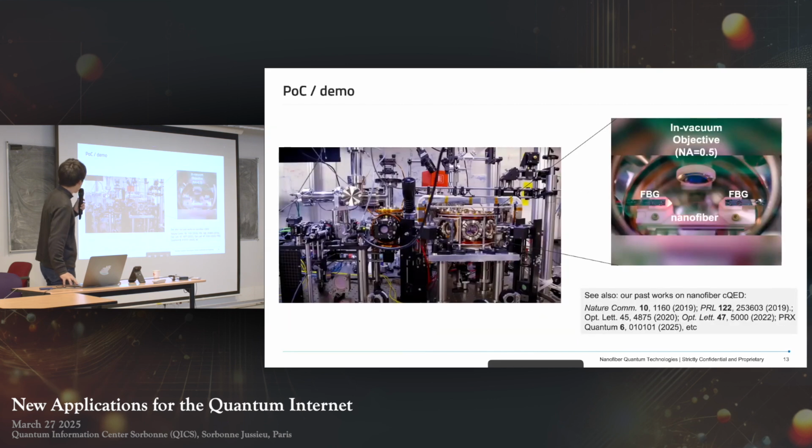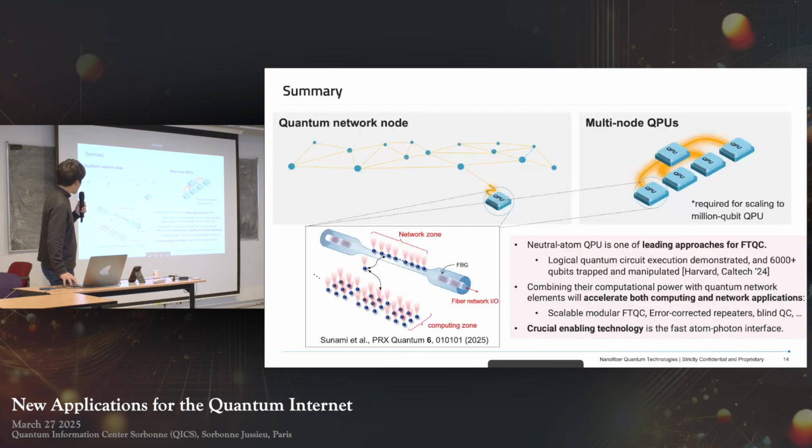So we have a bit of a demo or POC going on in Tokyo. We have interesting data, and we are hoping to report that on arXiv pretty soon. So to summarize, neutral atom QPUs are quite a promising approach for QC, and connecting these to a network is another frontier that is going to be quite interesting. And we're looking forward to discussing what applications we can do with these systems. Thank you very much.